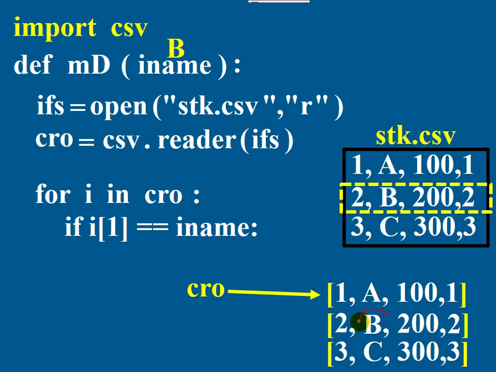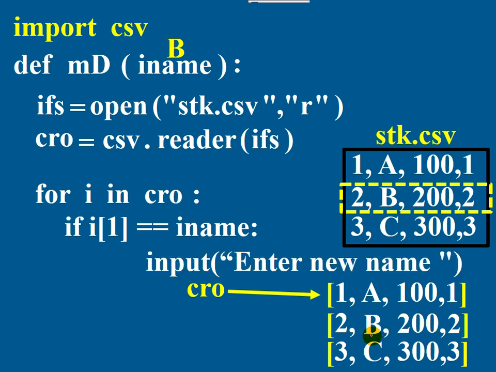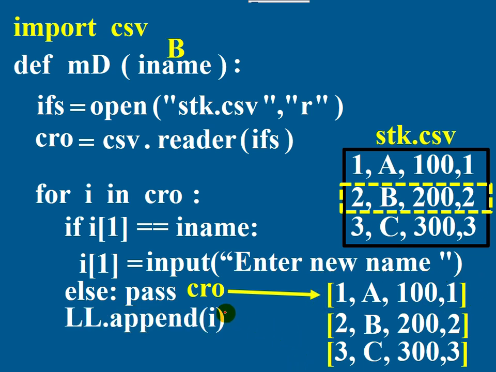So in the second case, i[1] is B, iname is also B, so they are equal. So the new item name should appear here. The new item name can be entered from the keyboard and that can be assigned to i[1]. Otherwise, that is not the record to be modified, which means pass. Pass means empty statement. That means the list need not be modified. And after that, the list should be appended to a list LL. Initially, LL is an empty list. Once the use is over, you can close the file.